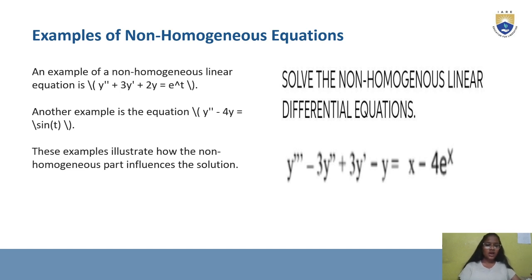Here we also have another example for non-homogeneous equation. It is a third degree differential equation: y triple dash minus 3y double dash plus 3y dash minus y equal to x minus 4e to the power x.